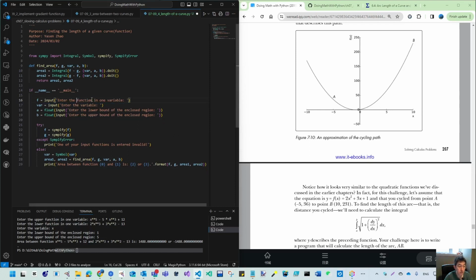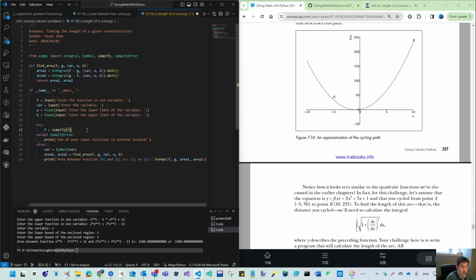to enter the function in one variable, and we have this variable. We don't need g, but we still need a and b. So the names are different: the lower limit of the variable, not the region, and the upper limit of the variable. These will be a and b, and we don't need to verify g.